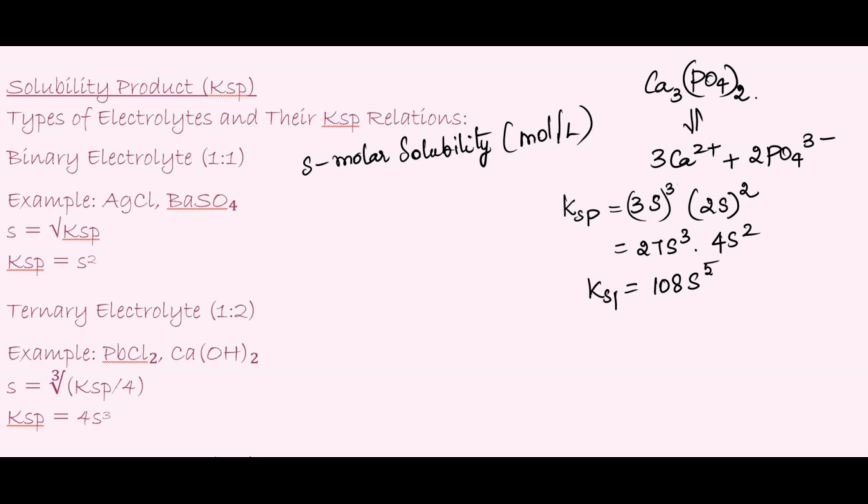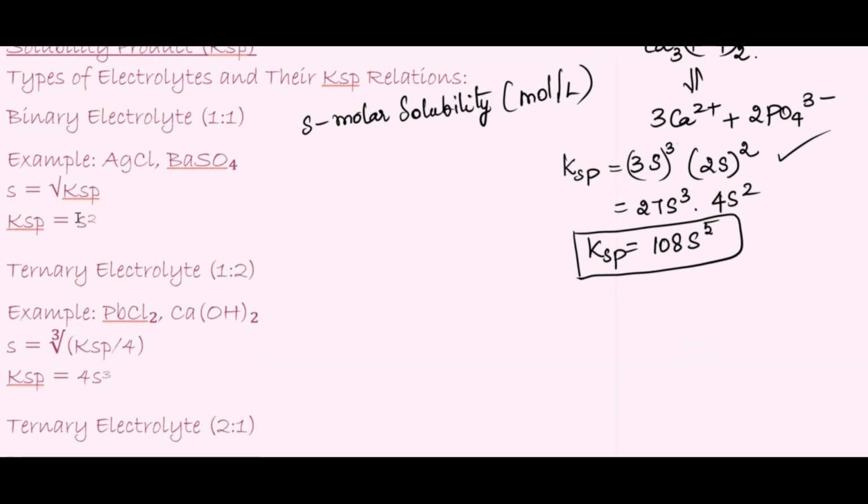So the KSP of this kind of salts is 108 S to the power 5. And do we have to memorize all those things? You can go by this way, or else for the simpler molecules I have given you the formulas. For example, the binary electrolyte. It doesn't depend upon the ions' charges. It's just asking about what ratio is in it.